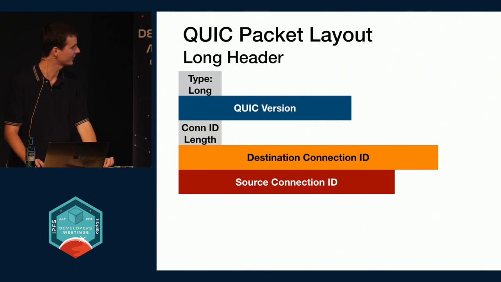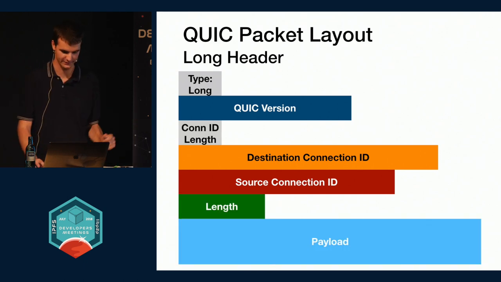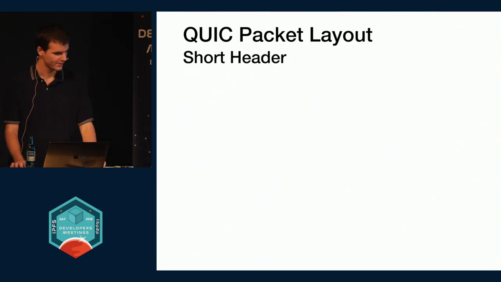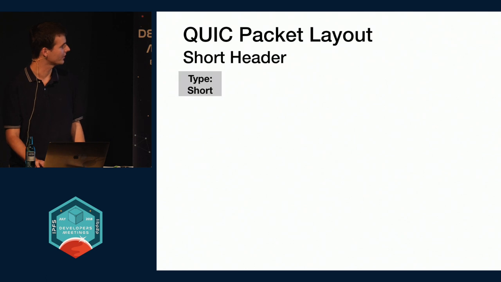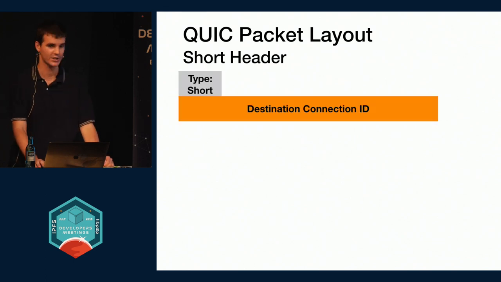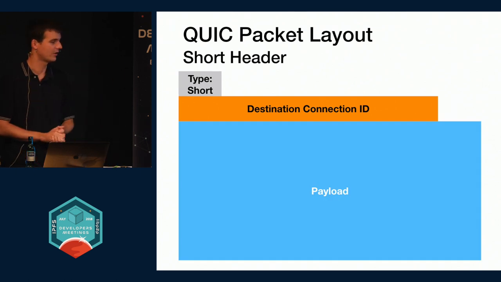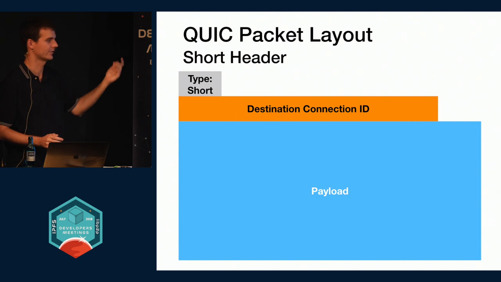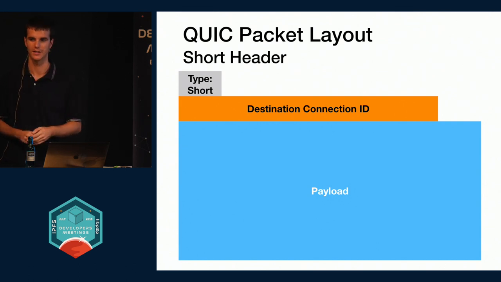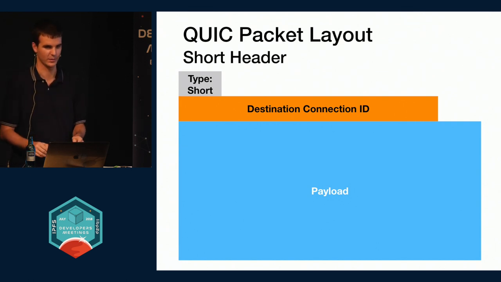So these are the interesting fields in the long header. There's the length field, and then we already have the payload. In the short header, we also have a type byte, identifying it as a short header, the destination connection ID, and then we already have the payload. So this is really, really optimized to send lots of data with minimal overhead.